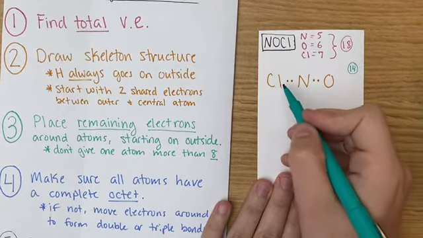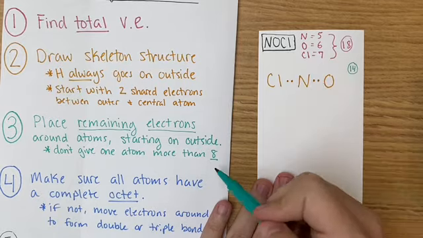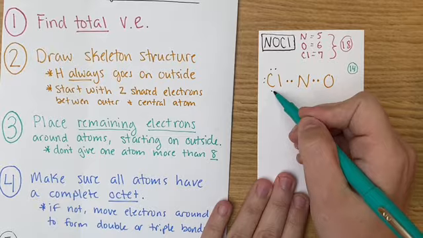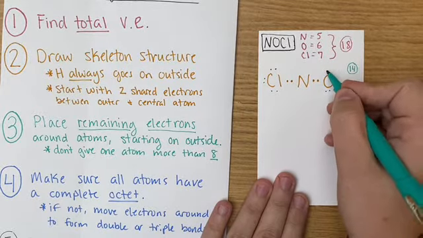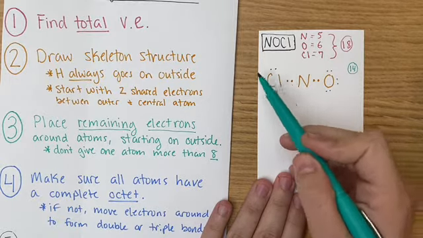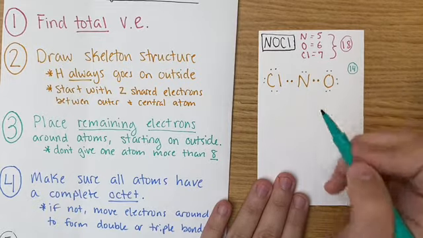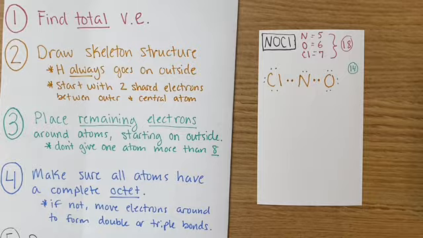I'm going to start on the outside and work my way around, and remember not to give more than 8 to anyone. 1, 2, 3, 4, 5, 6, 7, 8, 9, 10, 11, 12. Since oxygen already has 8 and chlorine already has 8, my last 2 are going to go to nitrogen. Our 4th step is to make sure all atoms have a complete octet.